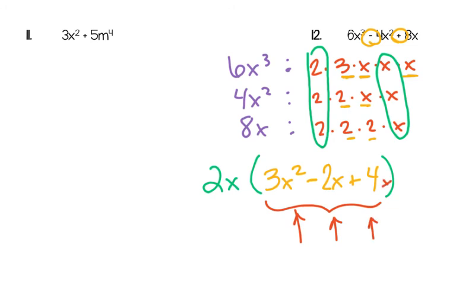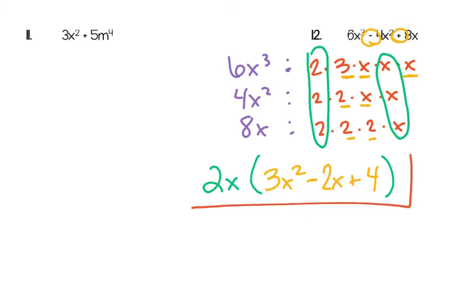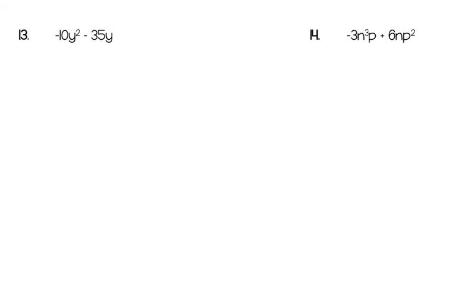If they all had an x, then you did not get the greatest common factor, because they all still have an x in common. So you would have to check and make sure, but this would be your factorization for that. Okay, let's try 13 and 14.